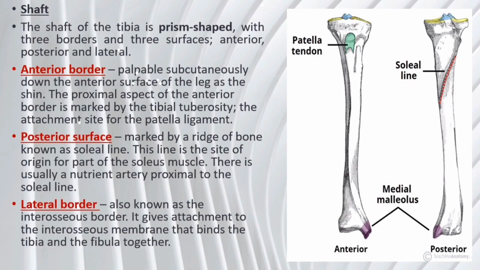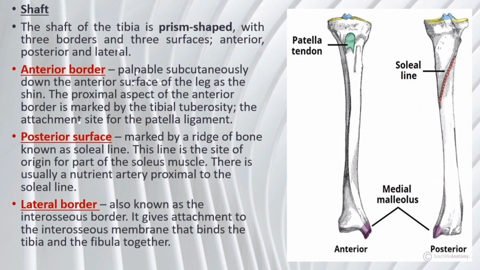Shaft. The shaft of the tibia is prism-shaped, with 3 borders and 3 surfaces: anterior, posterior and lateral. For brevity, only the anatomically and clinically important borders and surfaces are mentioned here. Anterior border: palpable subcutaneously down the anterior surface of the leg is the shin. The proximal aspect of the anterior border is marked by the tibial tuberosity, the attachment site for the patella ligament.